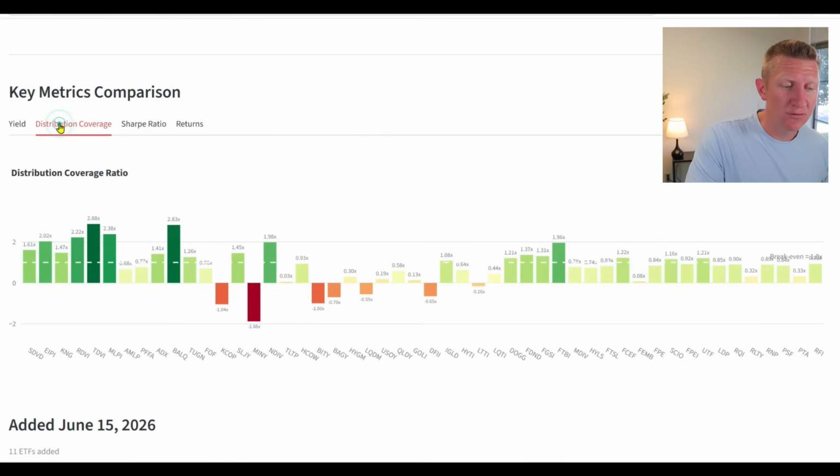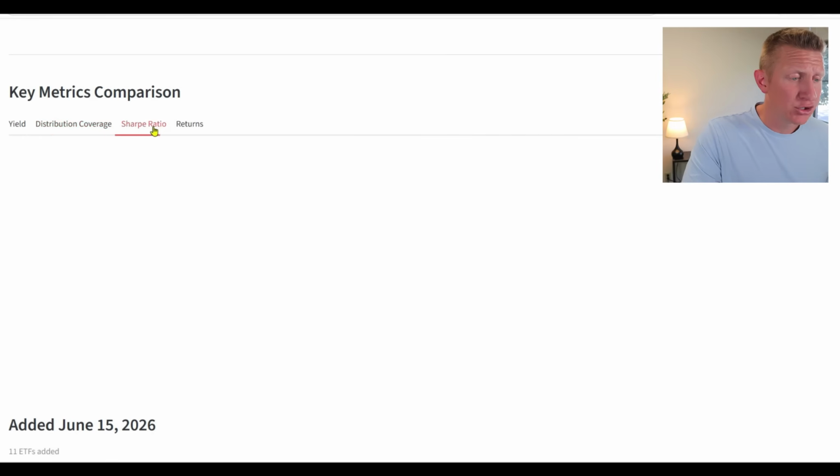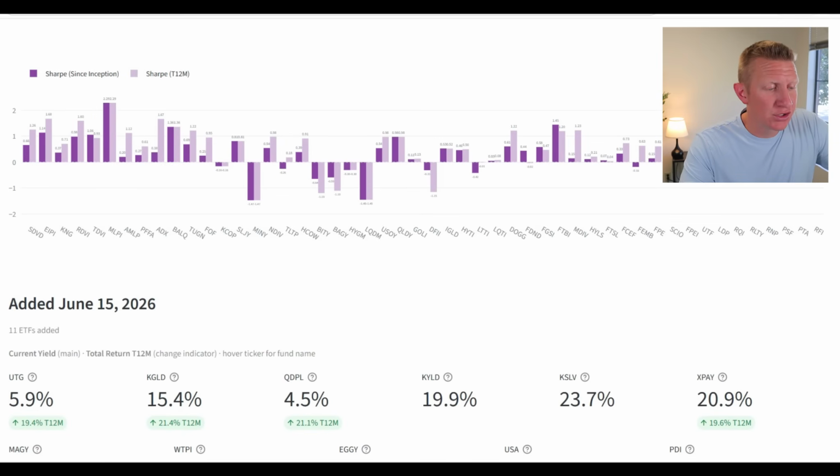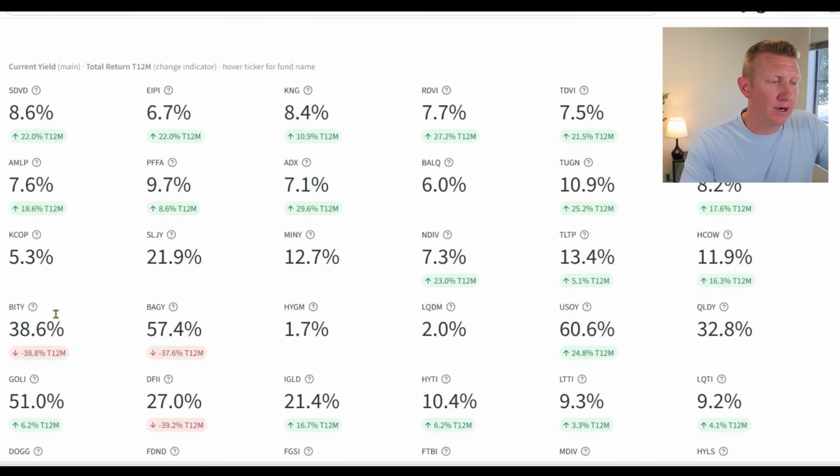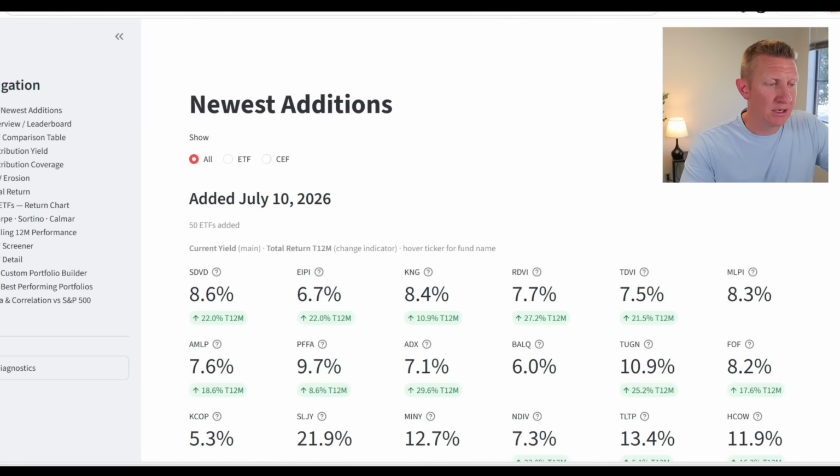You can also see distribution coverage here. This is a problem when you see big negative numbers here. And granted, this is only for a few months, so you got to take it within some context. That's a problem. This one right here. You really want to see a number between 1 and 2x times to make sure that there's actually not significant net asset value erosion occurring. You can also look at Sharpe ratio if we wanted to. And then you can also see historically the previous set of ETFs that were added back in June. So you can look at the historical differences over time. Let's go back over to our side menu.